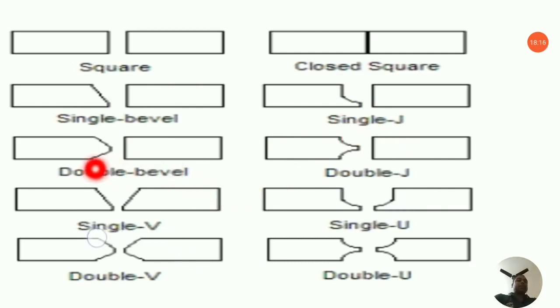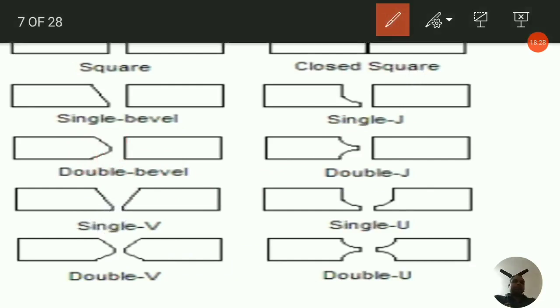And when you need greater strength, you give a double bevel. So you can see greater material will be deposited over here, so it will give you more strength. Now coming to the double J. This also provides more strength, so double J is used.